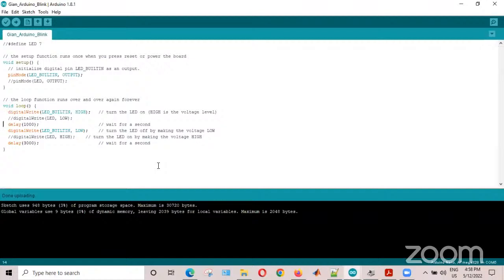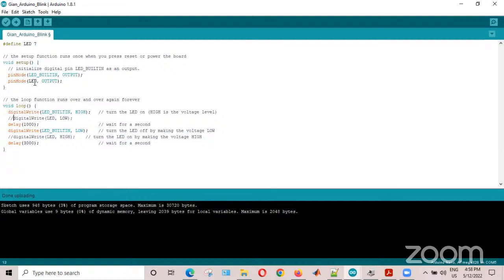Okay, now I am making a few changes in the code. First of all, I am defining my own pin by writing this line: #define LED 7. I am saying that pin number 7 on Arduino should be named LED, so I am naming the D7 pin as LED. Now in my setup function, I am doing pinMode LED, OUTPUT, that is, I am making pin number 7 an output.